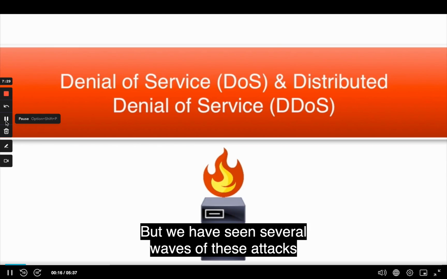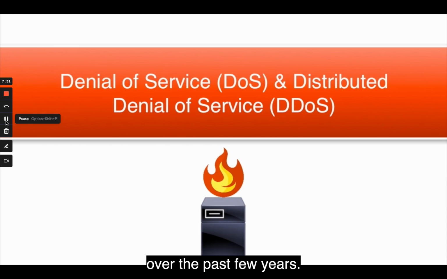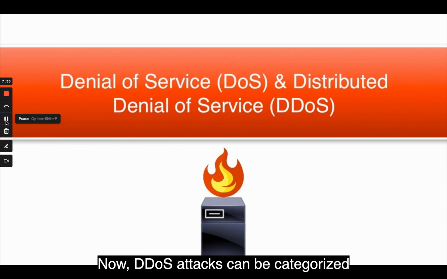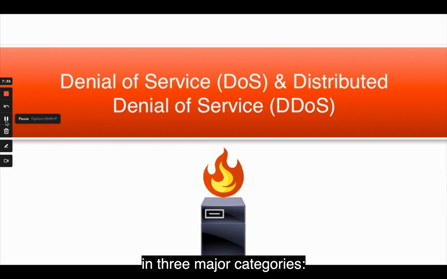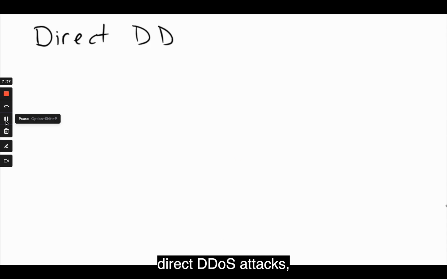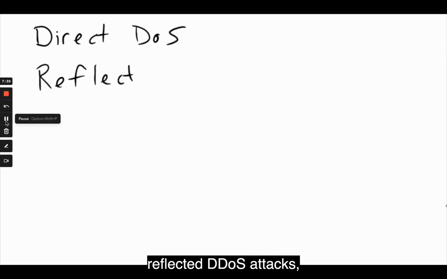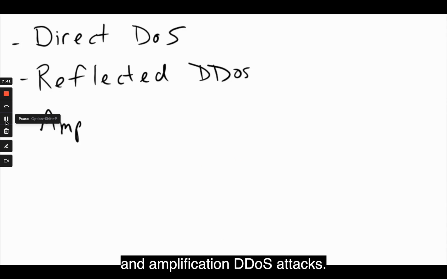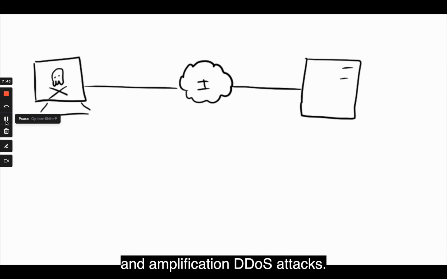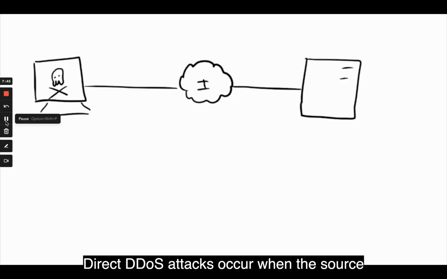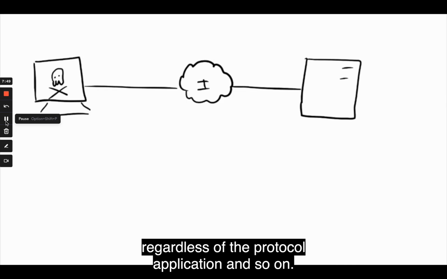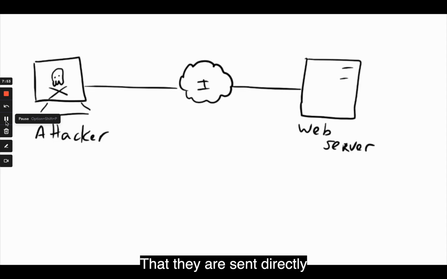Waves of these attacks over the past few years. Now, DDoS attacks can be categorized in 3 major categories: direct DDoS attacks, reflected DDoS attacks, and amplification DDoS attacks. Direct DDoS attacks occur when the source of the attack generates the packets, regardless of the protocol, application, and so on, that are sent directly to the victim of the attack.